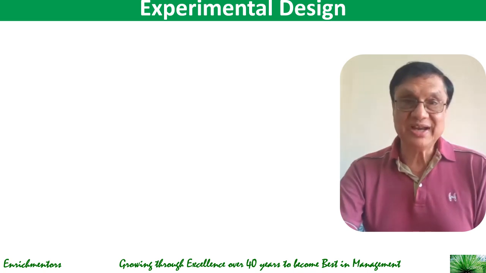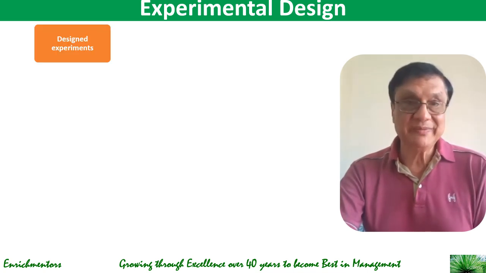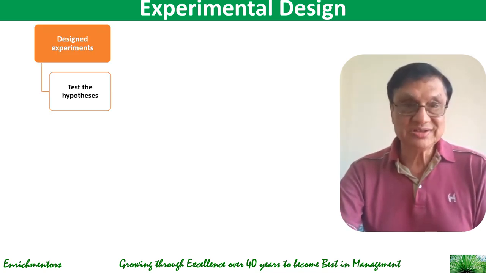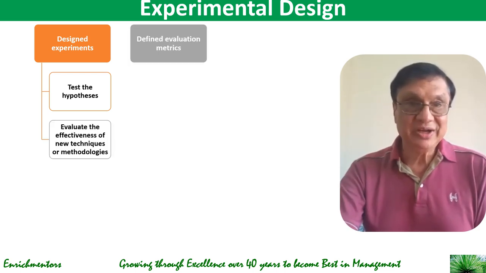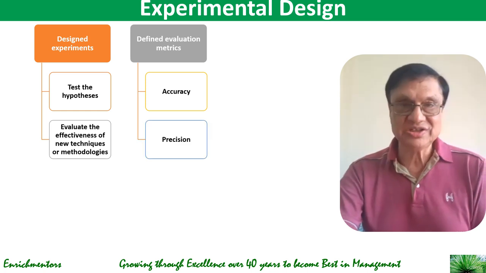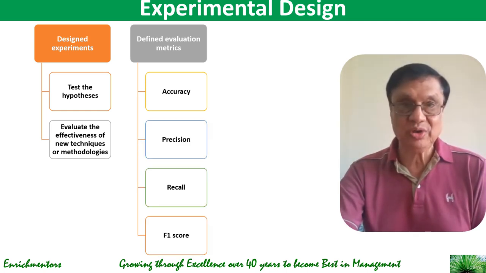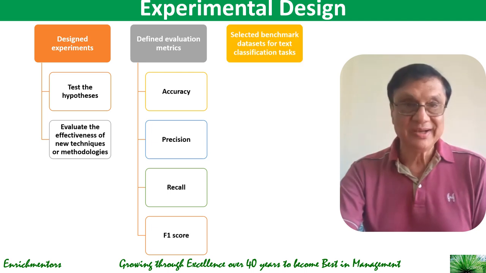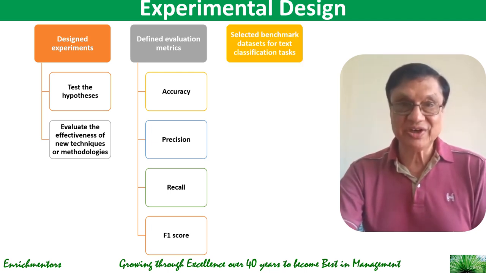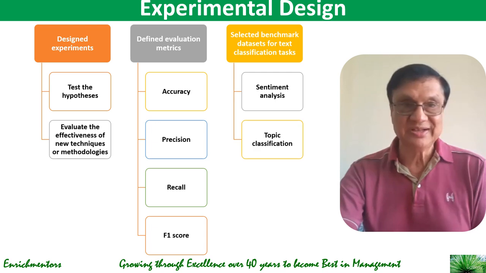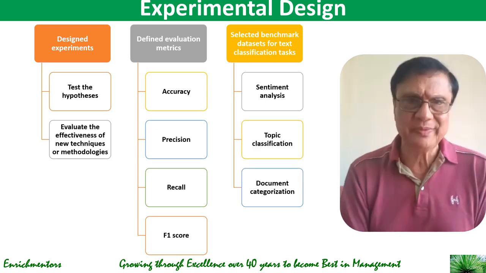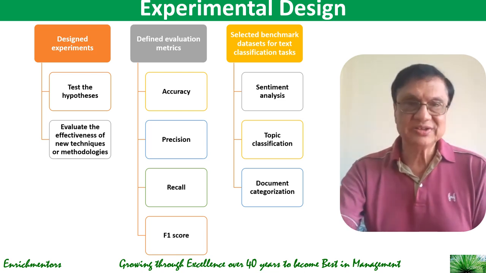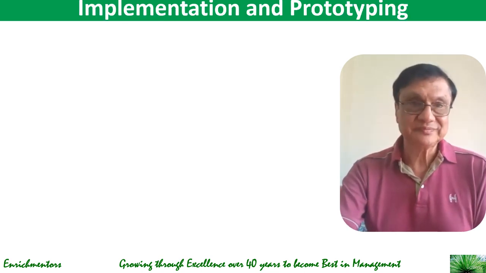They went on to design the experiments. They designed experiments to test the hypotheses and evaluate the effectiveness of the new techniques or methodologies. They defined evaluation metrics such as accuracy, precision, recall, and F1 score to measure the performance of their text classification models, and selected benchmark data sets for classification tasks such as sentiment analysis, topic classification, and document categorization. These were the typical tasks that were being done, and for that, this experiment design was set up.